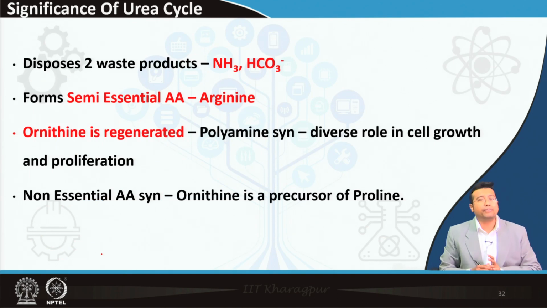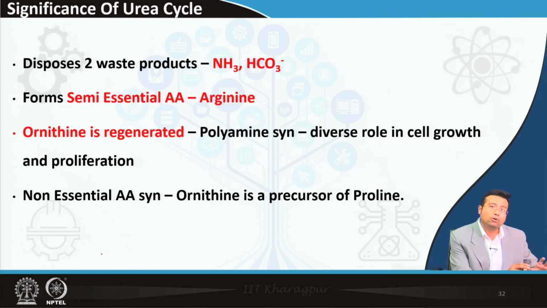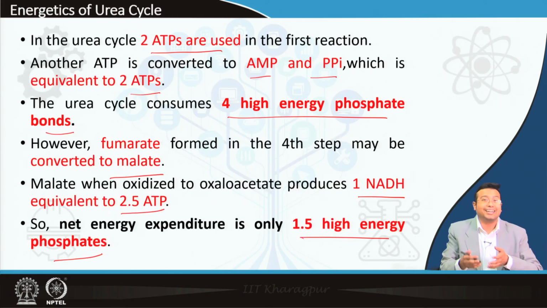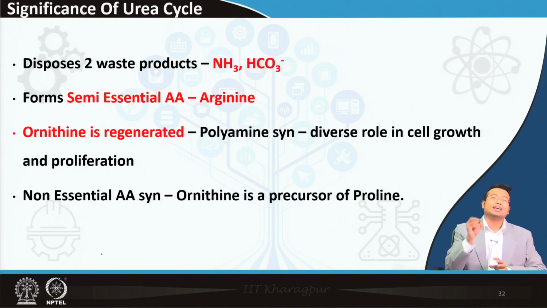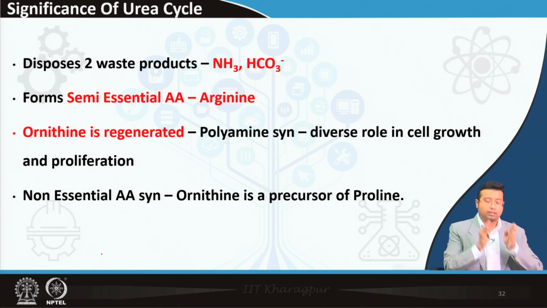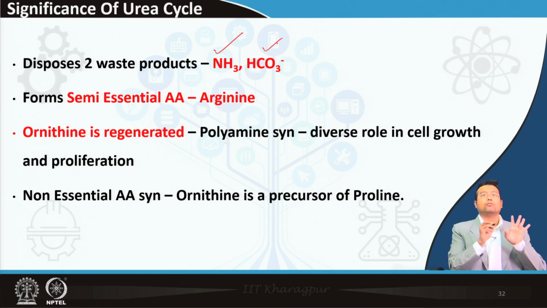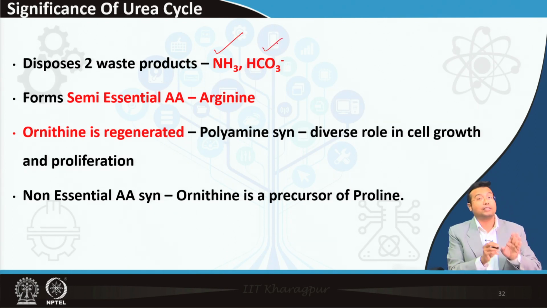So, what is the significance of the urea cycle? Now that we know what the urea cycle is and what its energetics are, let us discuss the significance. The main significance is that it is an excretory or catabolic pathway that deals with excretion of nitrogenous waste. Not only nitrogen, carbon dioxide in the form of bicarbonate is also taken care of. So, this is the main function: it disposes two waste products, nitrogen in the form of ammonia and carbon dioxide in the form of bicarbonate, right.